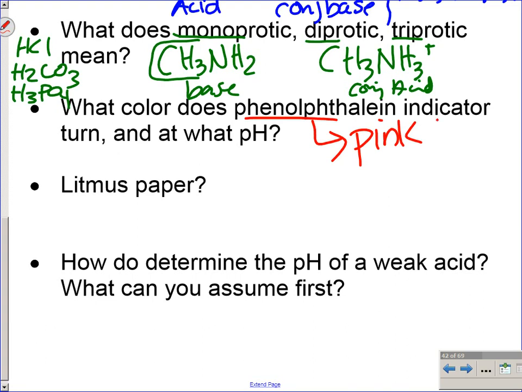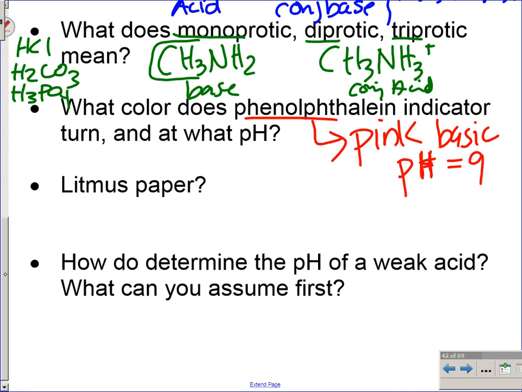Basic pH, and I told you guys yesterday, different forms of indicators turn at different pHs. This turns at pH approximately 9. And I showed you that big chart of indicators, and they had all kinds of different color changes. This one changes at approximately pH 9. Litmus paper, we already know that one pretty well, I think.